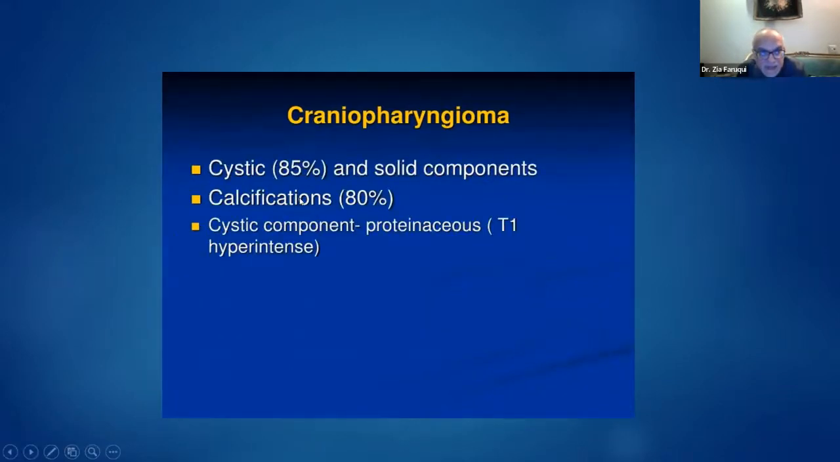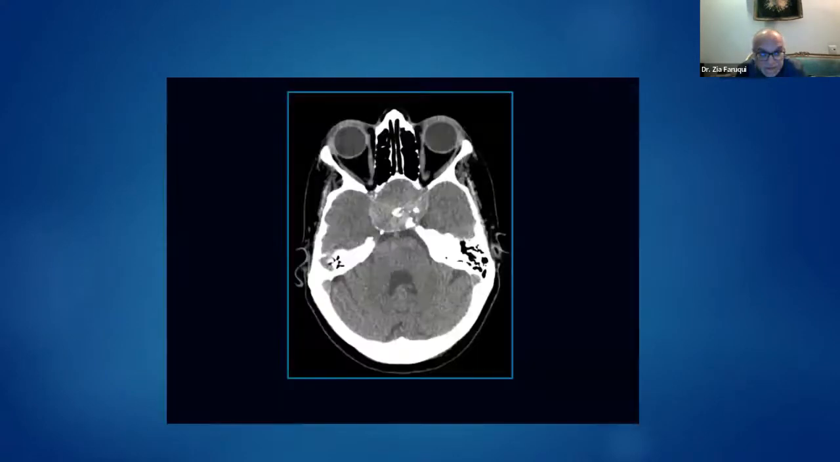So 85% are cystic. They have solid components as well. Calcifications are very common, and the cystic component again contains proteinaceous fluid and is hyperintense on T1. So if you see a suprasellar mass which is cystic, which is calcified, which is enhancing, it's most likely going to be a craniopharyngioma. So again, this is a child with a large, predominantly cystic craniopharyngioma. You can see wall calcification and you can see nodular calcifications within the tumor.